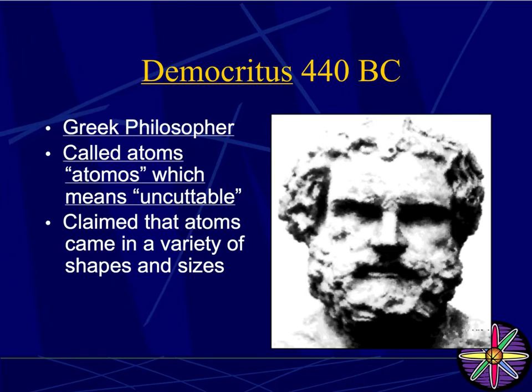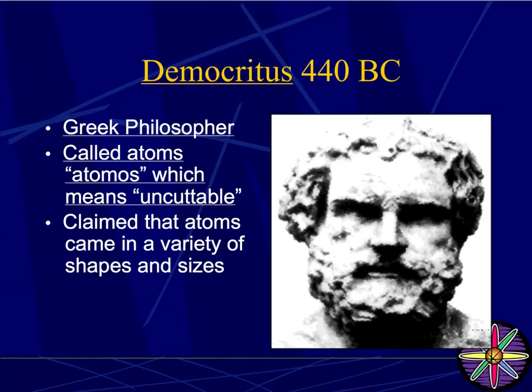This good-looking guy, his name is Democritus, and we don't really have any pictures of him. As you can see, this is a stone, what they call a bust of him, because he lived way back in 440 BC. He was a Greek philosopher, and I think that's a fancy way of saying that he was a thoughtful scientist. He thought about science, he didn't really do science. And he called atoms atomos, which means uncuttable. He was the first one to come up with the idea of an atom.